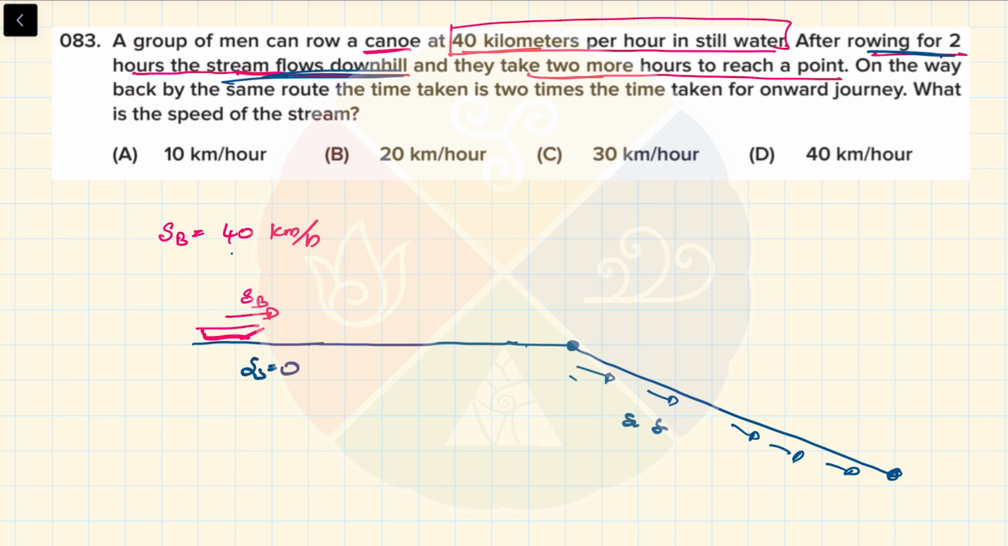So we know that speed is equal to distance by time, or speed into time is equal to distance. If for 2 hours this boat rowed at the speed of 40 kilometer per hour, then the distance covered will be 40 into 2, 80 kilometers. So this distance is actually 80 kilometer.